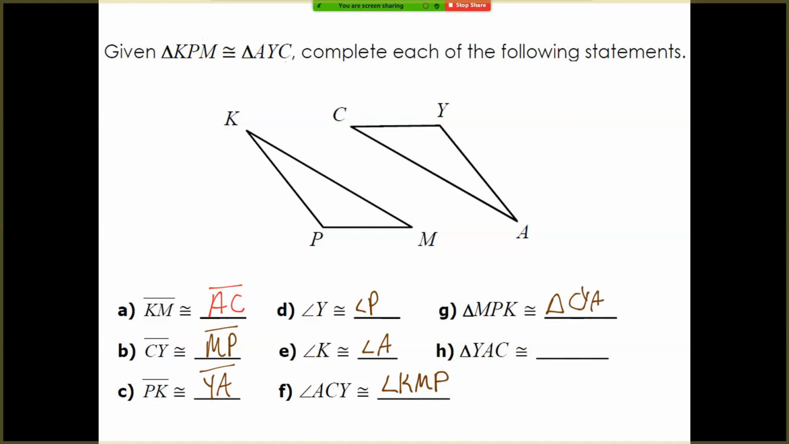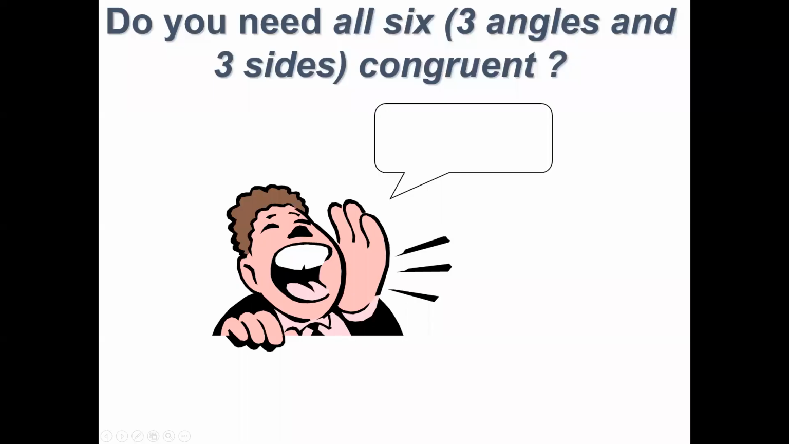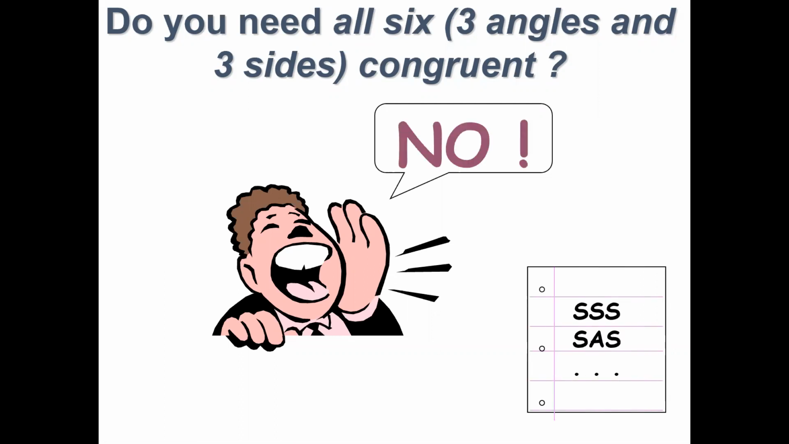And then the last one, triangle YAC is congruent to triangle PKM. So next comes the question, do we need all 6 pairs congruent? So that's our 3 angles and our 3 sides. The answer to that is no. We're going to learn about triangle congruencies with SSS and SAS next.